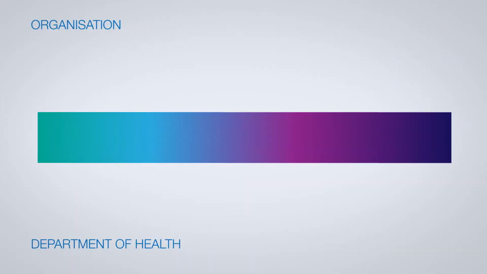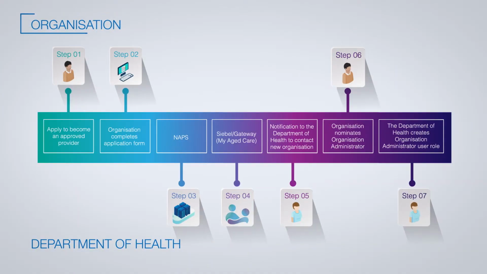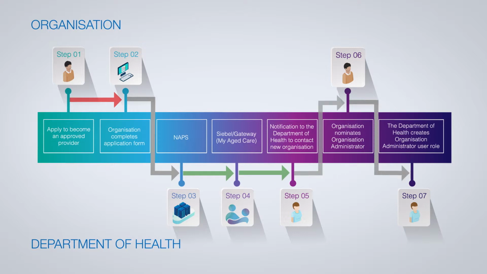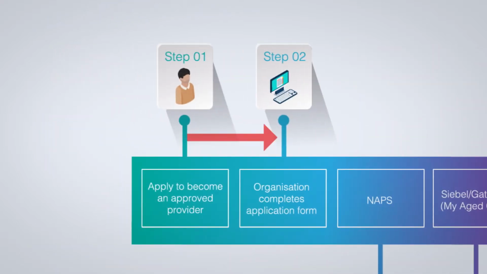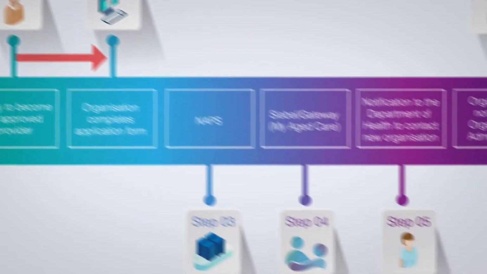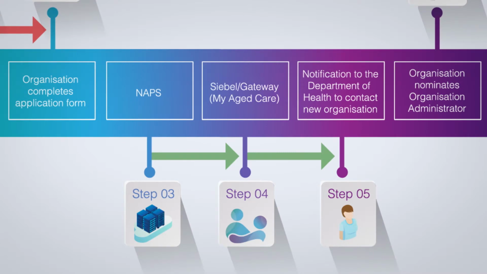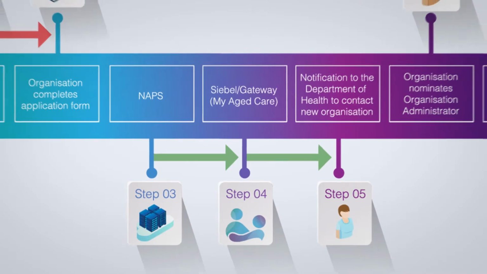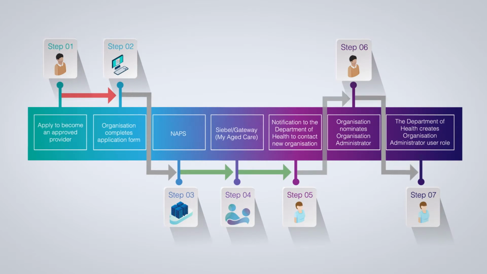This diagram shows the different steps that must be undertaken by the organisation and Department of Health for the end-to-end process of how an organisation is established with My Aged Care, including the various system interactions that support this process. The red arrow shows the process that must be completed by an organisation wishing to become an approved provider of Commonwealth Aged Care services. The green arrows indicate the automated components of the process. Lastly, the grey arrows indicate manual steps that are completed by the Department of Health with the service provider.